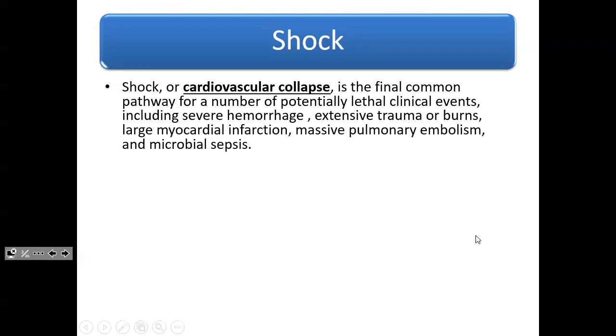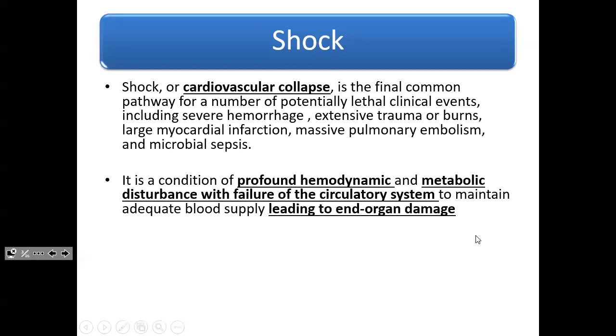Okay. What about oxygen failure? That's not shock. Just perfusion failure, more or less, because unless there is blood, where will the oxygen come from? So shock or cardiovascular collapse is the final common pathway for a number of potentially lethal clinical events. All of these, we will be discussing them: hemorrhage, trauma, burns, MI, pulmonary embolism, and sepsis. It is a condition of profound hemodynamic and metabolic disturbances with failure of the circulatory system to maintain adequate blood supply, leading to end organ damage.